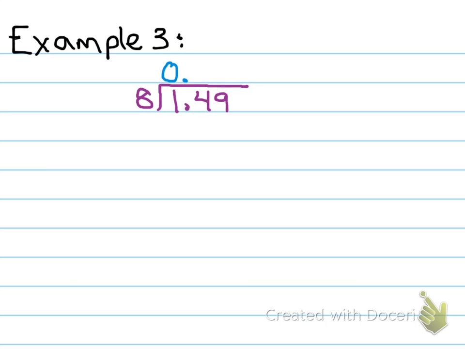So obviously 8 does not go into 1, so I have my 0 placeholder. 8 does go into 14 one time. 1 times 8 is 8, subtract it out. 8 goes into 69 8 times. Now I subtract and I have 5.